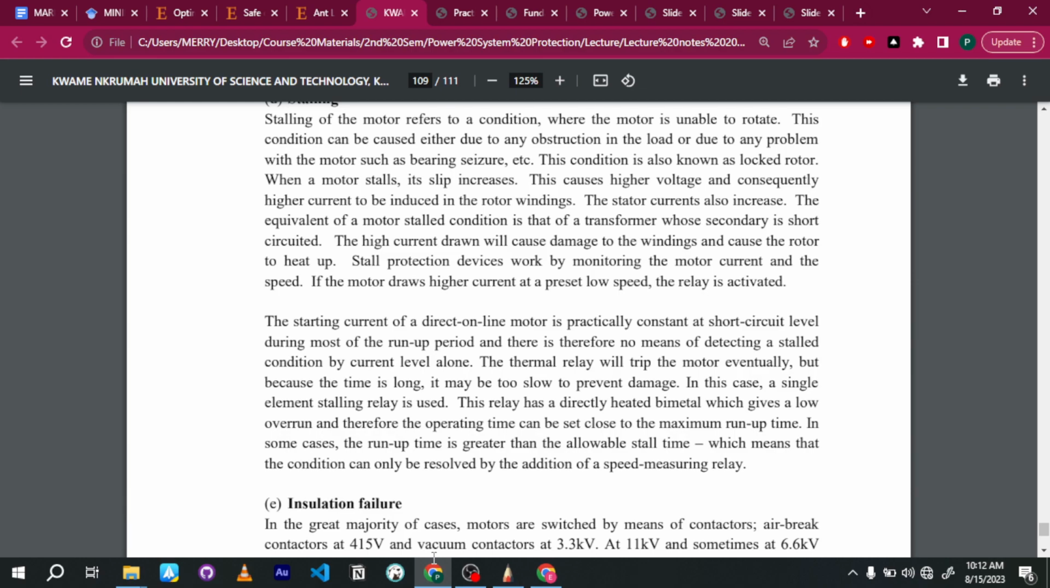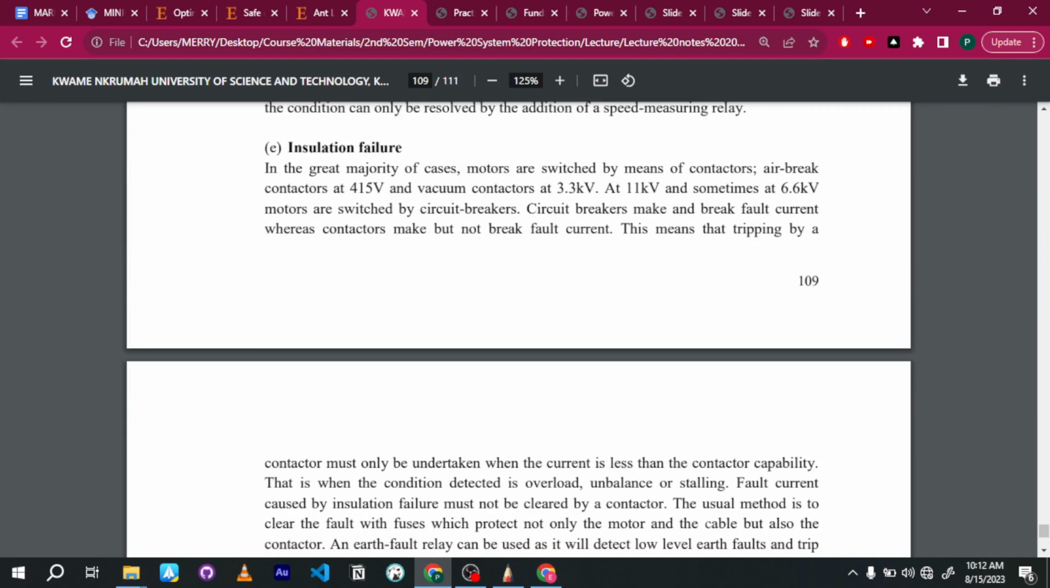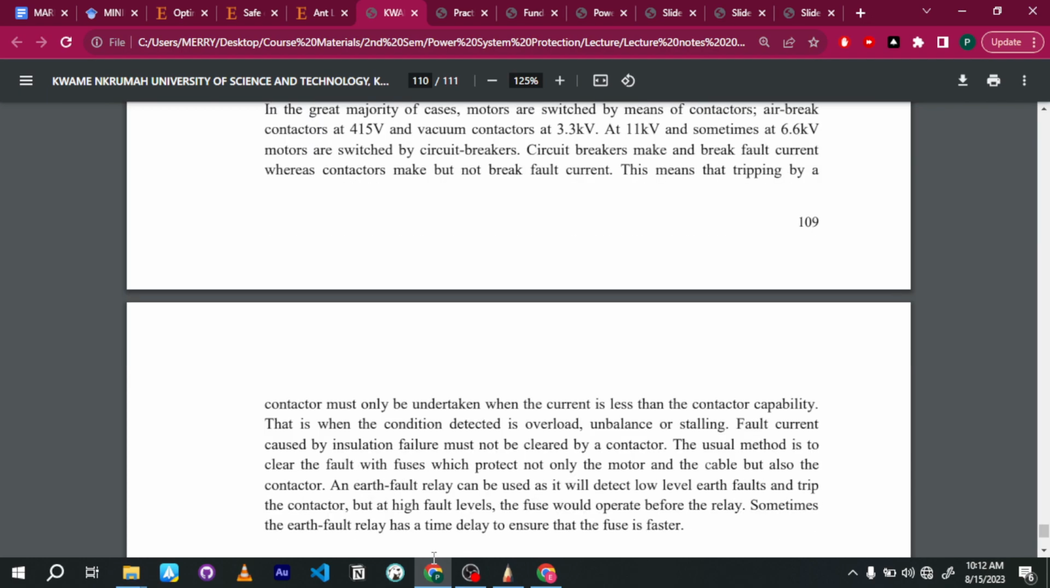This one, you can't really go in depth. So yes, a single element stalling relay and a speed measuring relay too. Insulation failure. We all know what insulation failure is: when the insulation is subjected to so much stress that it breaks down and starts to act as a conductor. You understand?